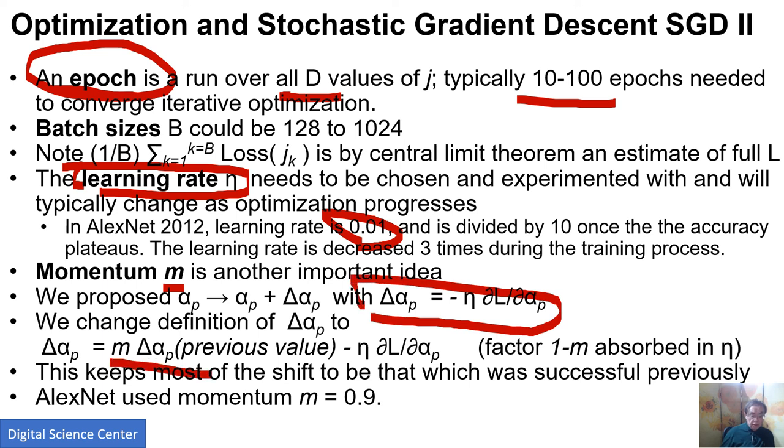You take the old shift, and you multiply by momentum, which can actually be as big as 0.9. So you take 90% of your old shift and keep it as the previous value. And then you decrease eta, say, by another factor of 10, and you add on your new shift. So this says that you're trying to not change too rapidly, because this slows down convergence. But the idea is the convergence will be much more reliable.